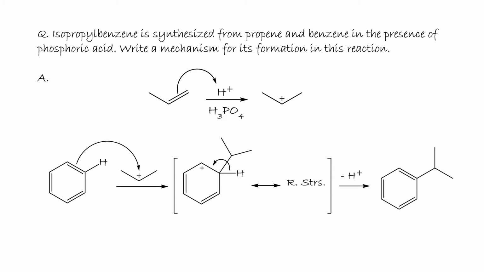Isopropylbenzene is synthesized from propene and benzene in the presence of phosphoric acid. Write the mechanism. The first step is the protonation of propene with phosphoric acid, Markovnikov, so the hydrogen will add to this carbon, forming a secondary carbocation, attacked by benzene, forming a sigma complex, followed by deprotonation to form isopropylbenzene.